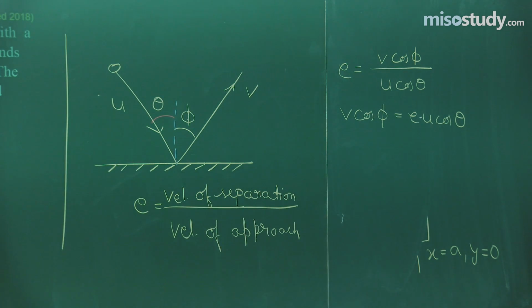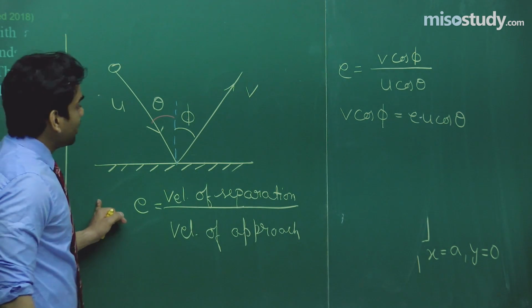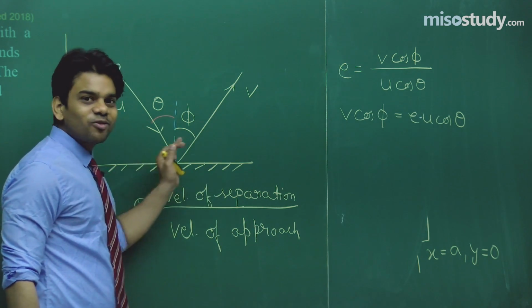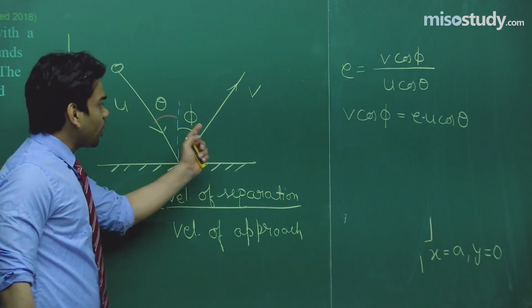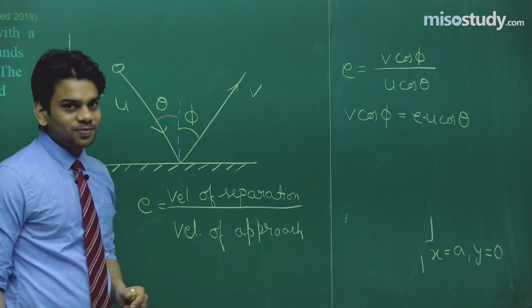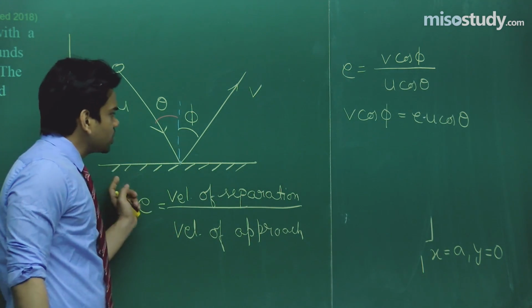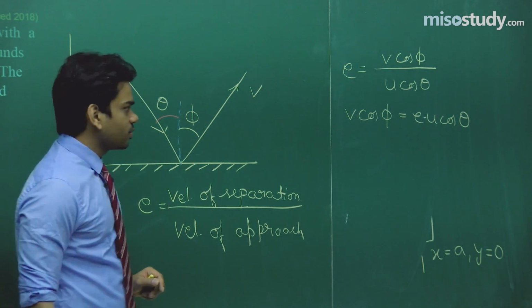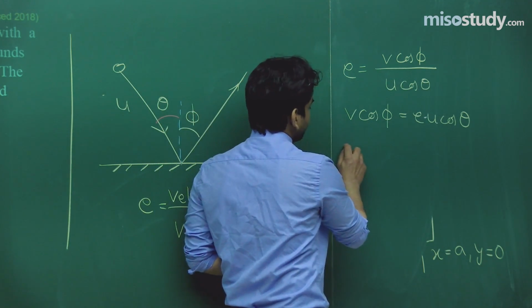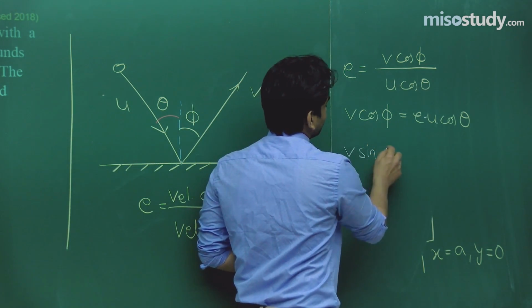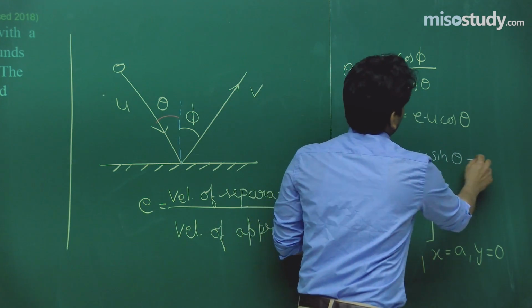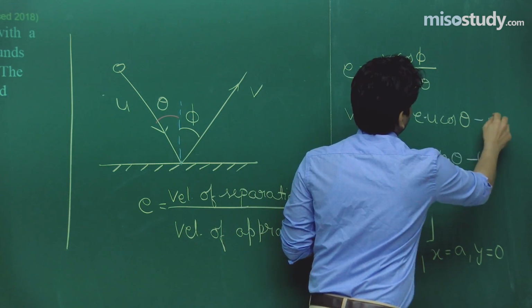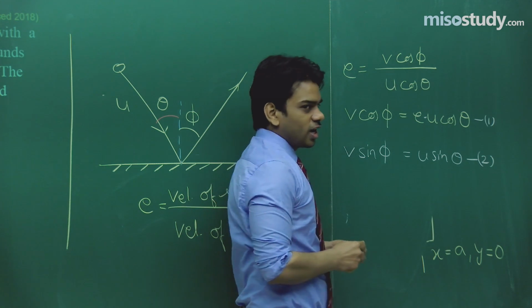What I wanted to show you from this figure is that the horizontal velocity will not change. So the initial horizontal velocity will be equal to the final horizontal velocity. So we can write u sin theta is equal to v sin phi, or v sin phi is equal to u sin theta. This is equation number 1, and equation number 2 we have got.